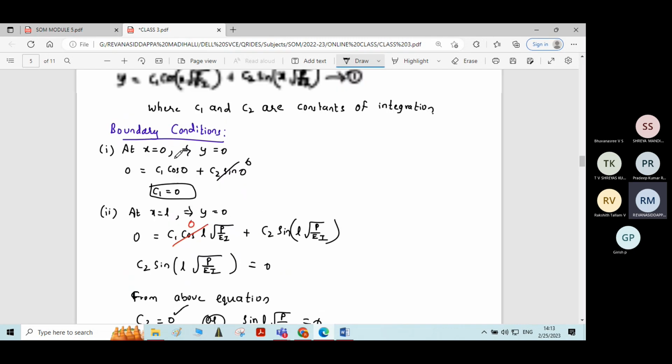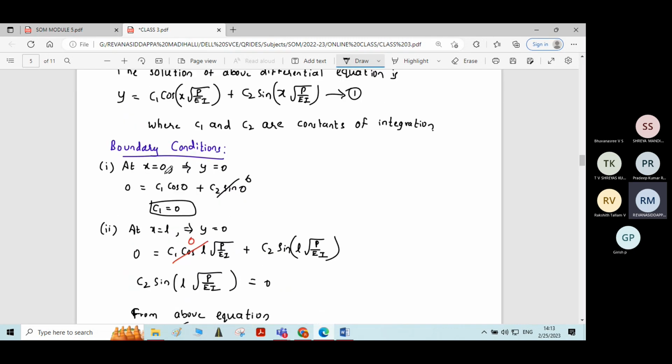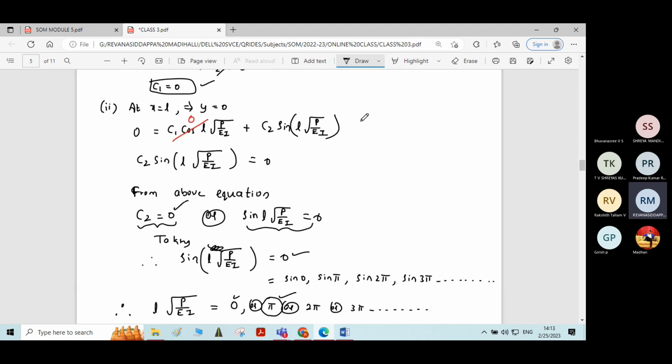By applying the first boundary condition, by substituting x equal to 0 and y equal to 0 in equation 1, we got the value of C1 as 0. Next, applying the second boundary condition, that is at x equal to L, y equal to 0, we have substituted x equal to L and y equal to 0 in equation 1. So we got this equation. As the C1 value we already got is 0, this term will get cancelled. The only remaining term is C2 sin L root P by EI equal to 0.